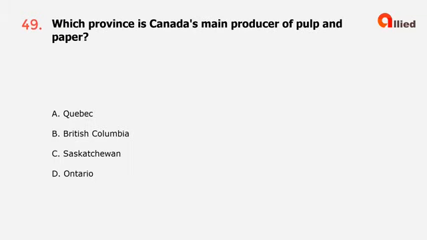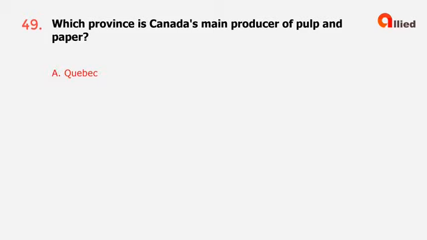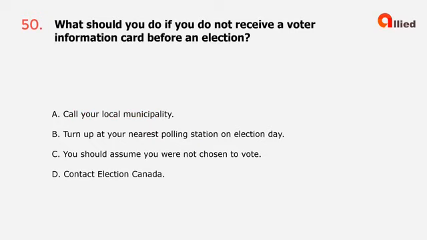Question 49. Which province is Canada's main producer of pulp and paper? A. Quebec. B. British Columbia. C. Saskatchewan. D. Ontario. The answer is A. Quebec.